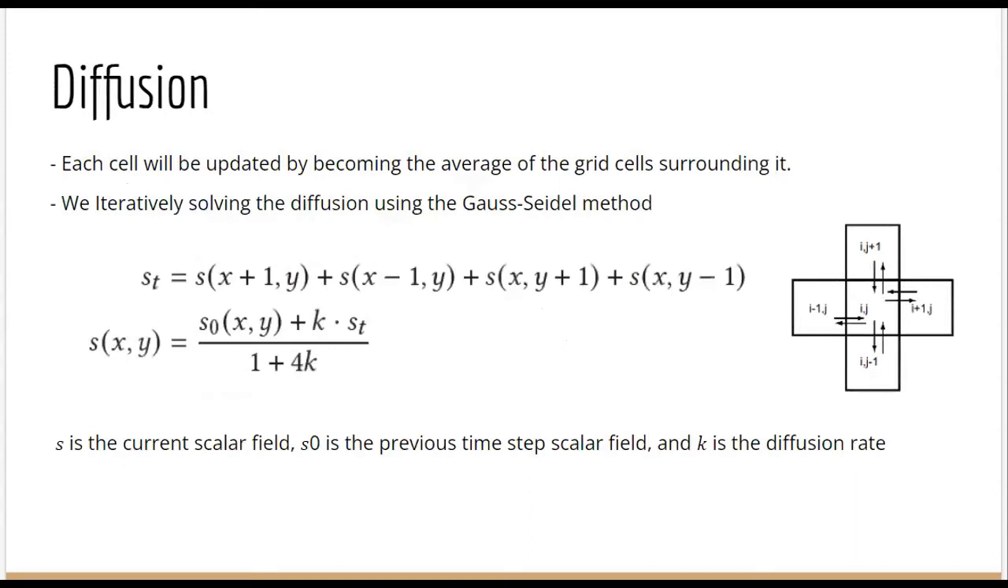The next part is diffusion. Note that diffusion doesn't depend on the velocity of the fluid; it's a net movement of anything, generally from a region of higher concentration to a region of lower concentration. In our 2D grid, we consider each grid cell separately, where each cell is updated by becoming the average of the grid cells surrounding it. To avoid overshoot of the basic linear interpolation, we adopt the Gauss-Seidel method to make the diffusion process stable.